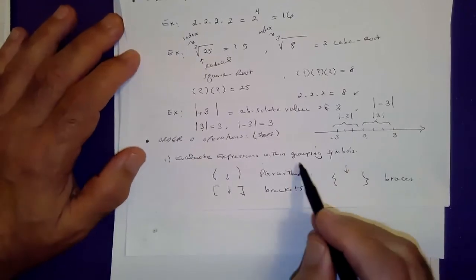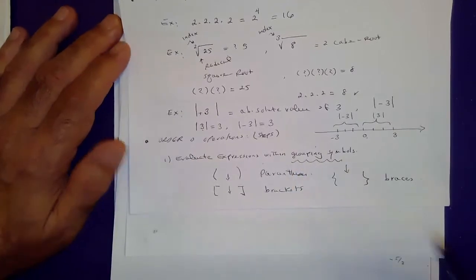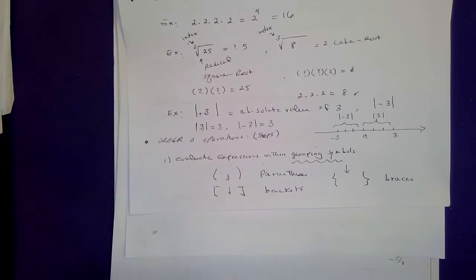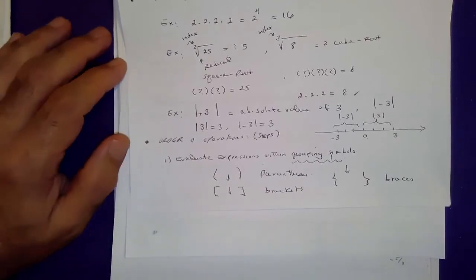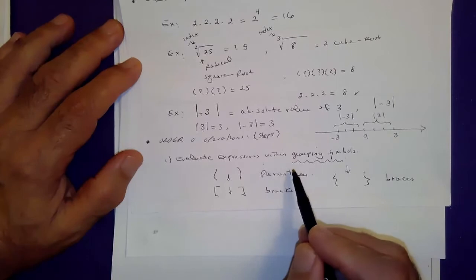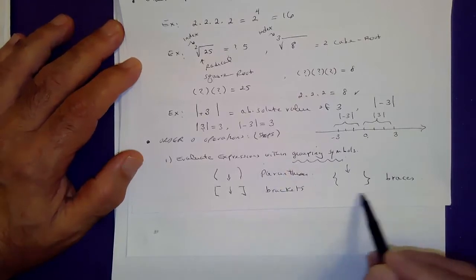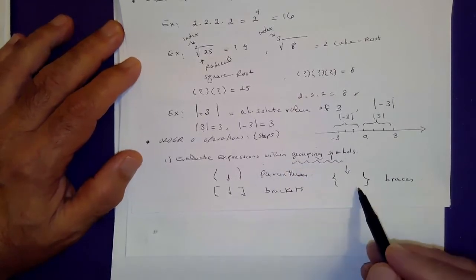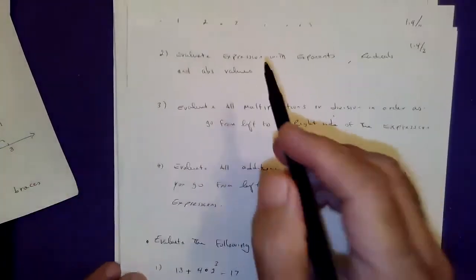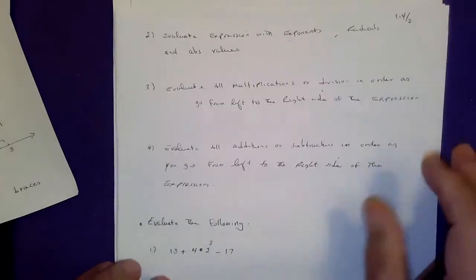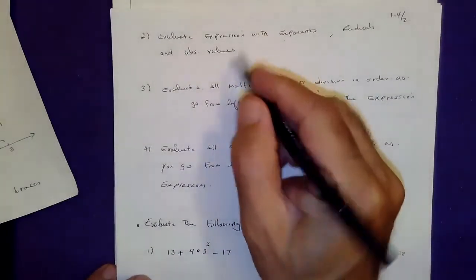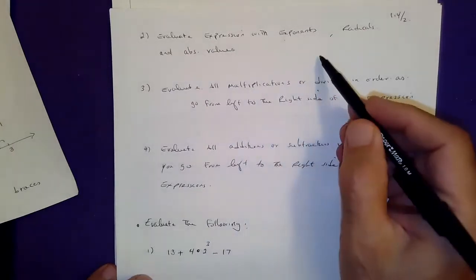So these are known as grouping symbols, which are used in the land of mathematics to separate the expressions from each other. So that's the first thing we do. We get rid of these parentheses or brackets or braces. The next step is to evaluate the expressions with exponents and radicals and absolute values. So that's the next step.